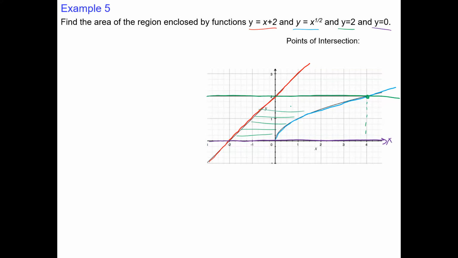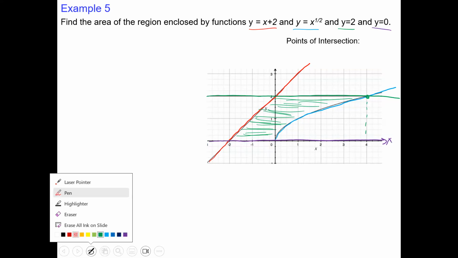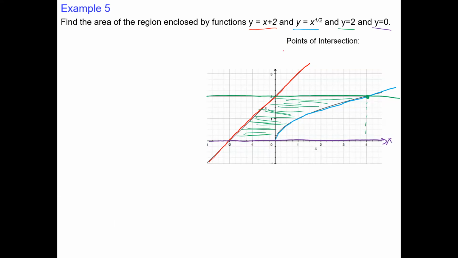We have a nice region between these curves. First of all, you may probably notice that we have to split. Those are the points of intersection. We do have x equals 4, and x equals 0. That means these two dots, and this one, x equals negative 2, because it's intersecting with purple and red. And for 0, we have actually two values.